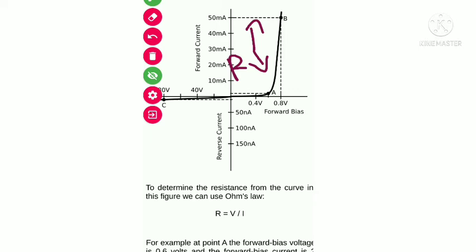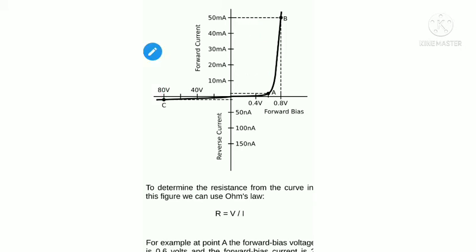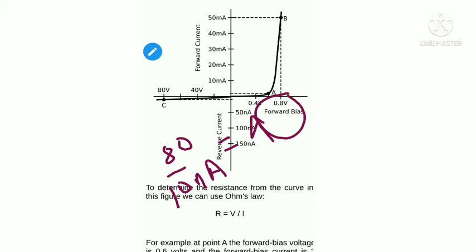Now opposite to the forward bias is reverse bias. And what happens in the reverse bias? As the current increases, the resistance will be more. So see here, the voltage is 80 and the current is 10 nanoampere. R is equal to V by I. 80 by 10 nanoampere will give more resistivity. When you calculate on the calculator, the resistivity will be more as compared to the forward bias.